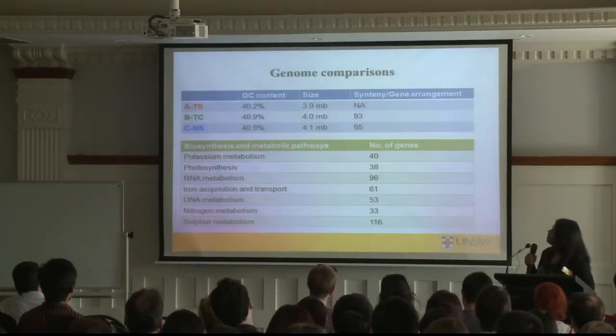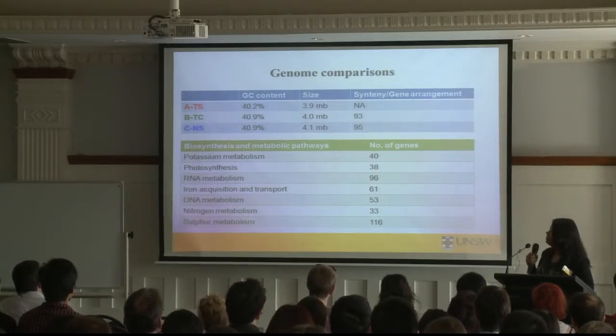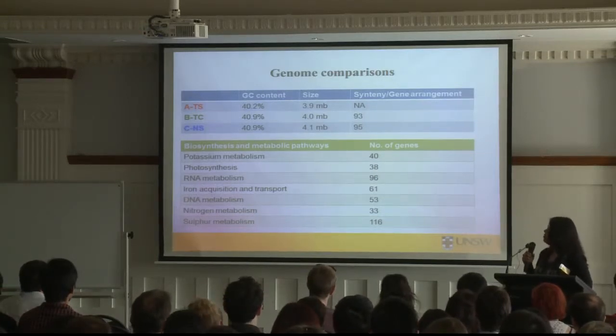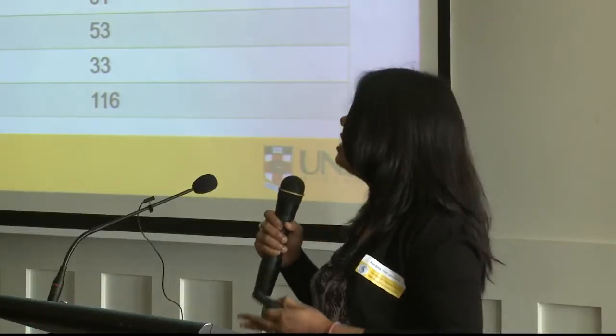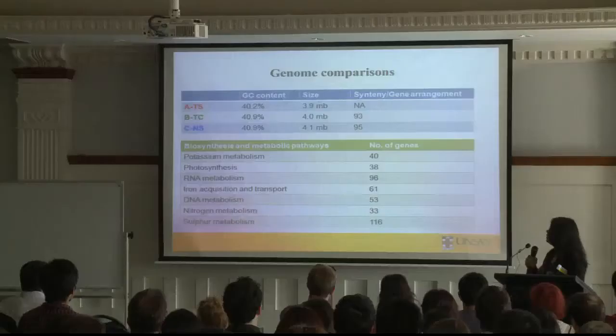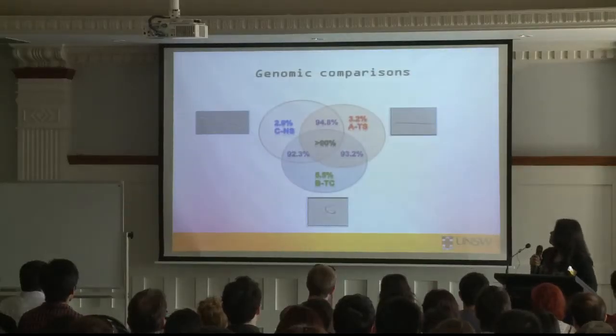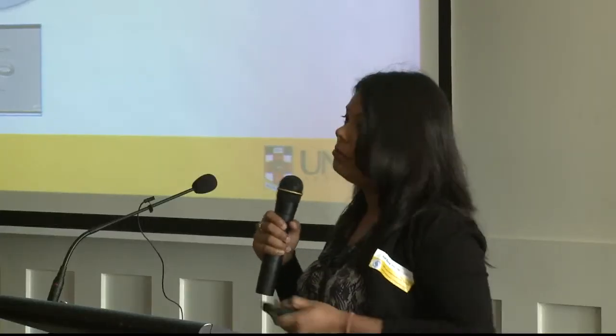So we found that in size, in gene arrangement, and all the basic metabolism, like potassium metabolism and photosynthesis, they contained the exact same number of genes and the exact same genes. So they're really similar. And overall, over 90% of their genes are common, are the same.